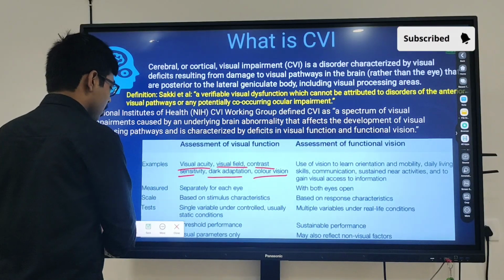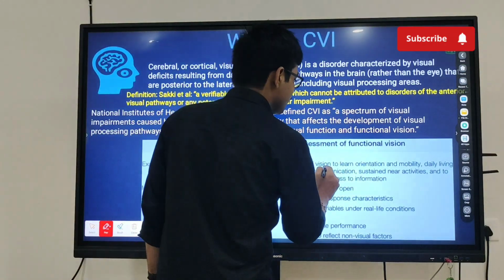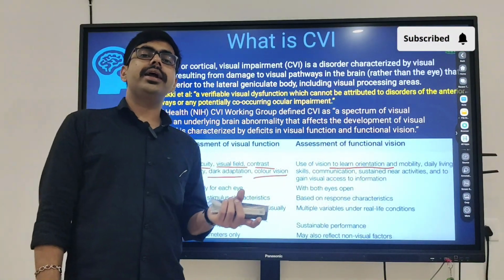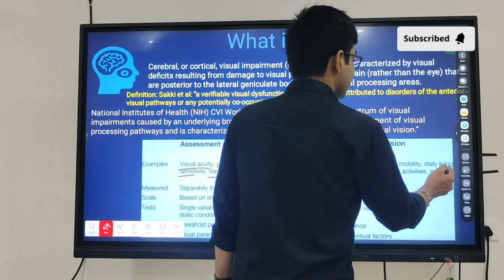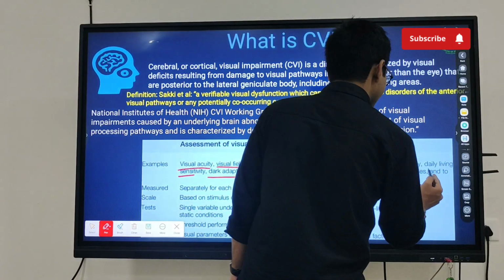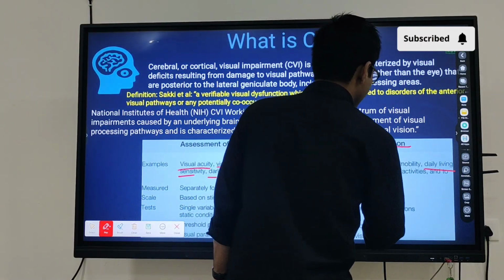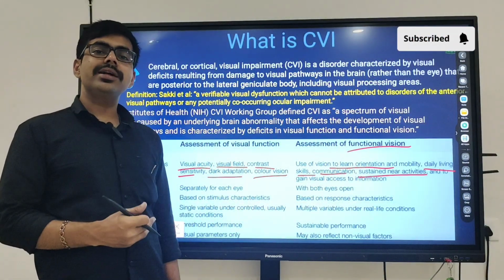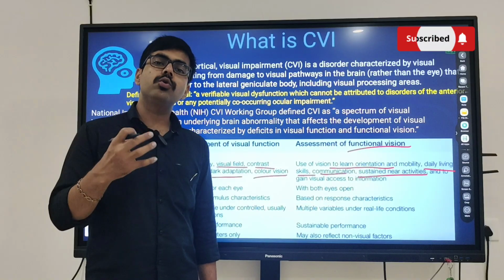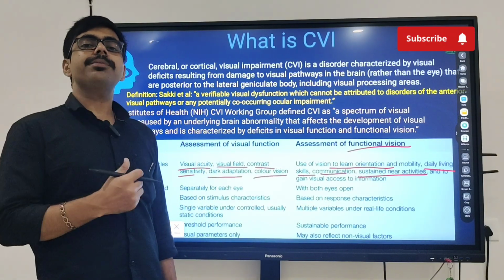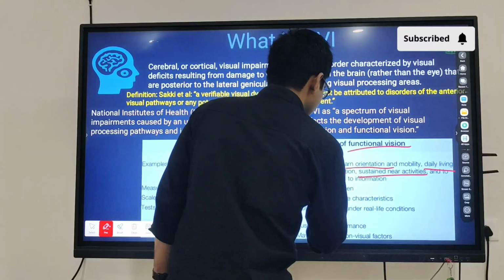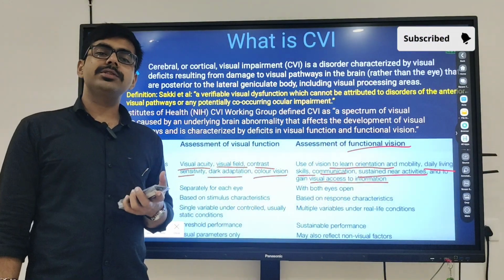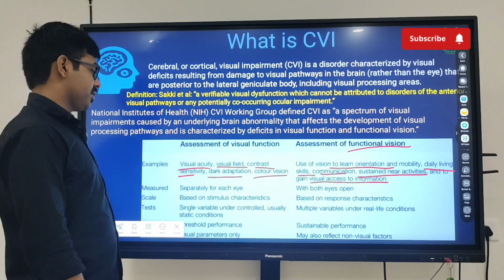But what are the assessments of functional vision? Vision to learn, orientation and mobility. Where is the target? How is it oriented? How to move towards the target? All these things are part of functional vision. Daily living skills, communication, sustained near activities. Whenever the child is reading, the child is not only seeing the target, the child is trying to grab the information presented in front of them. Then visual access to the information. So now the child is reading, gaining information from the text. So these are the assessments of functional vision.